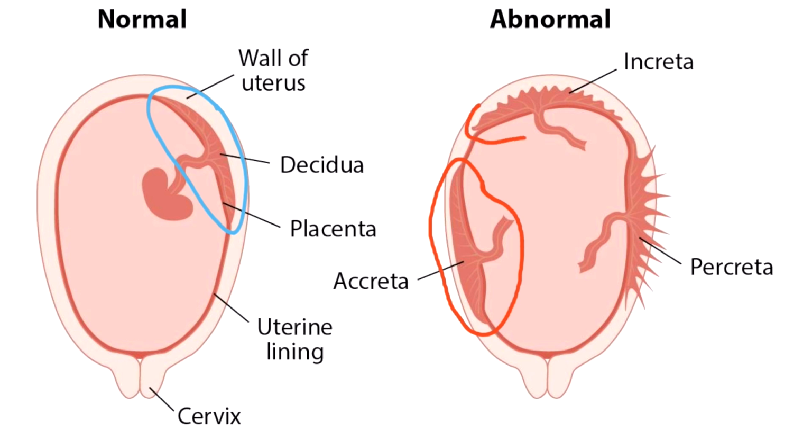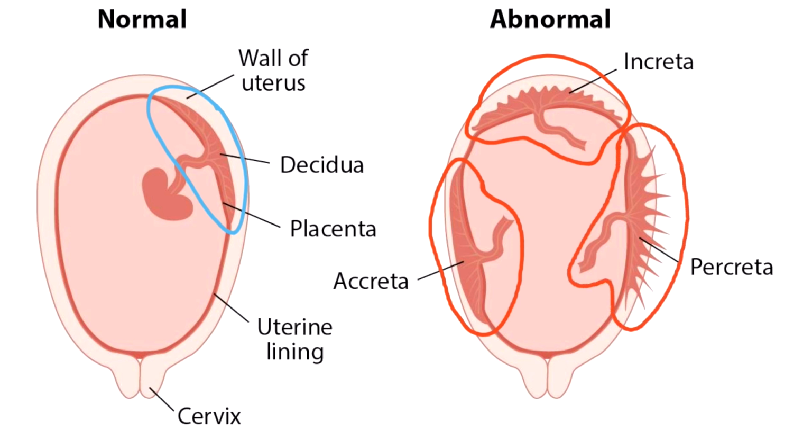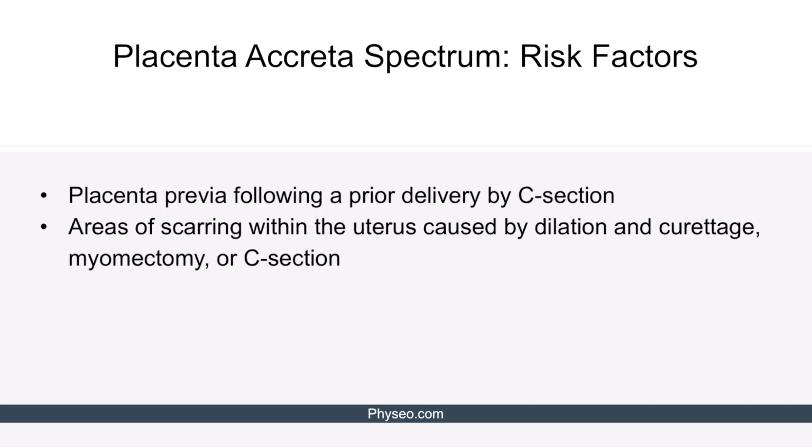Placenta increta is when the villi invade a touch deeper, penetrating the myometrium. Finally, placenta percreta is when the villi completely traverse the myometrium and begin to attach to the uterine serosa or other nearby organs. The number one risk factor for this condition is placenta previa following a prior delivery by C-section. Any area of scarring within the uterus, which can be caused, for example, by a D&C, myomectomy, or C-section, can create an environment wherein the placenta may implant abnormally.